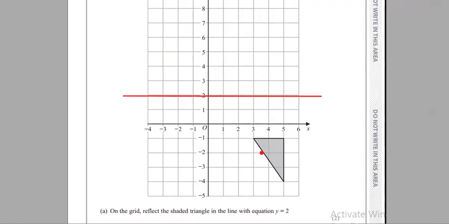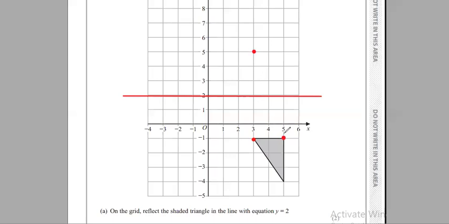Okay, now let me take this point. So this point basically will be over here. Now find the distance here. First thing I do, find the distance between each point and the mirror line and then go the same distance on the other side and then put the point. So here the distance is 3. This means I have to go 3 and put the point again.